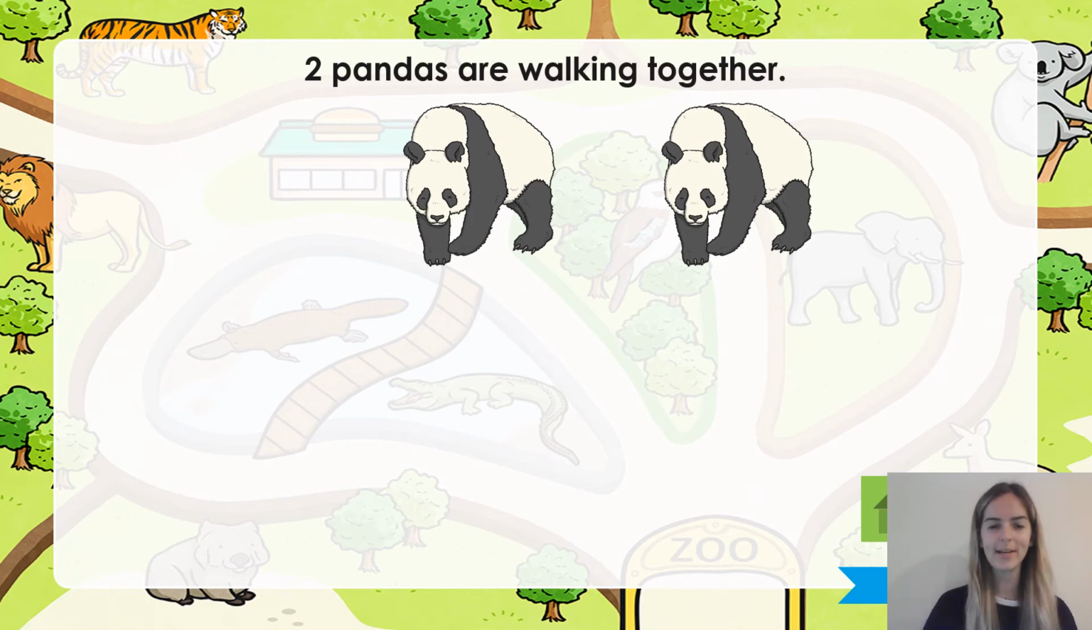Okay, so now let's look at some pandas. And 2 pandas are walking together.